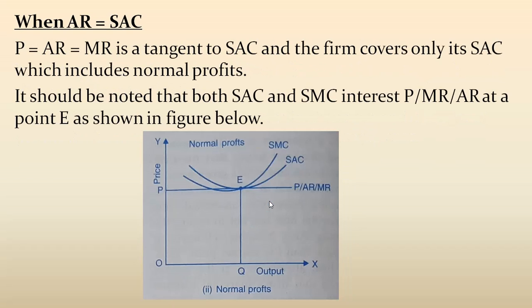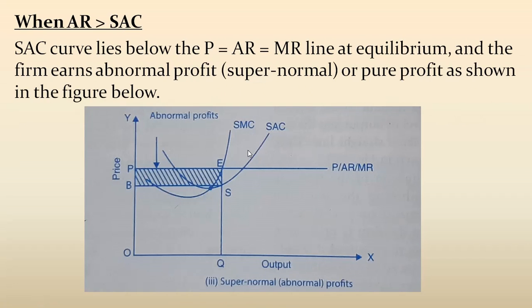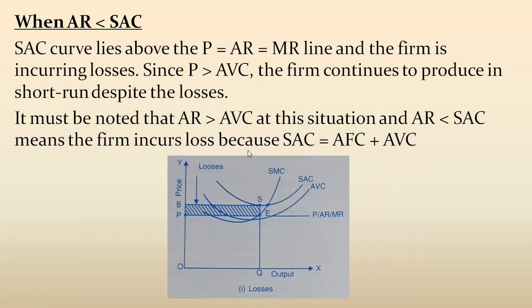But if the point of intersection of SMC, SAC, and P lies at one single point of equilibrium, then it is the condition of normal profit. It's very, very simple. You just have to understand the positioning of the intersection of SAC and SMC, because we already know by default that SMC should be equal to AR or MR or P. That is the first necessary condition that I discussed in the first lecture video.